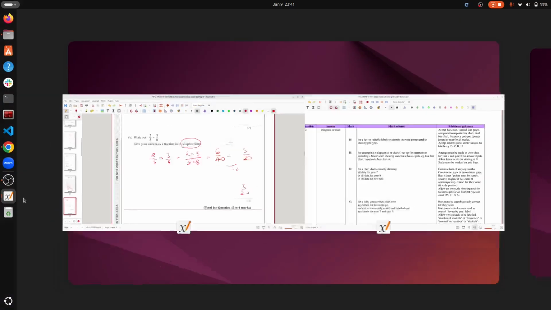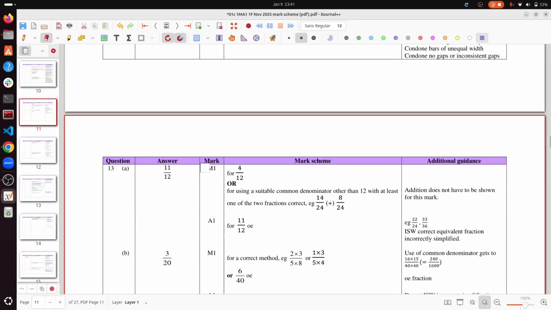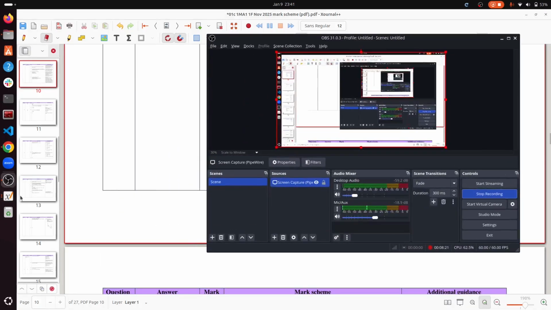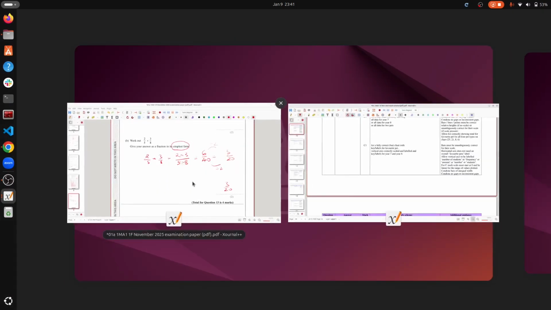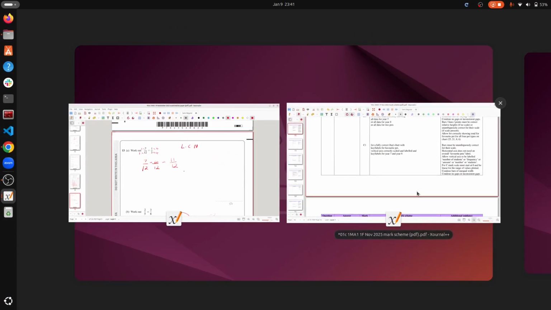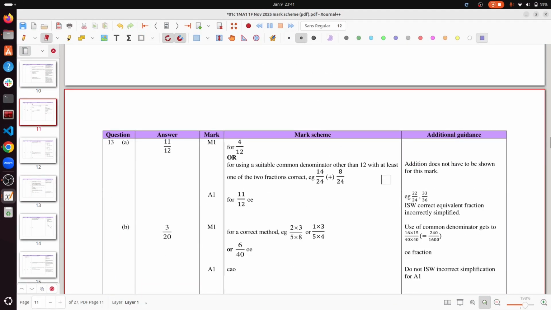Looking at the mark scheme, let's quickly have a look at that. The first one was 11 over 12. So it says 4 over 12. So once you are able to get one fraction, a quick way to get your marks for that is once you are able to get an equivalent fraction for one of your fractions, you get 1 mark. That's what that is saying.